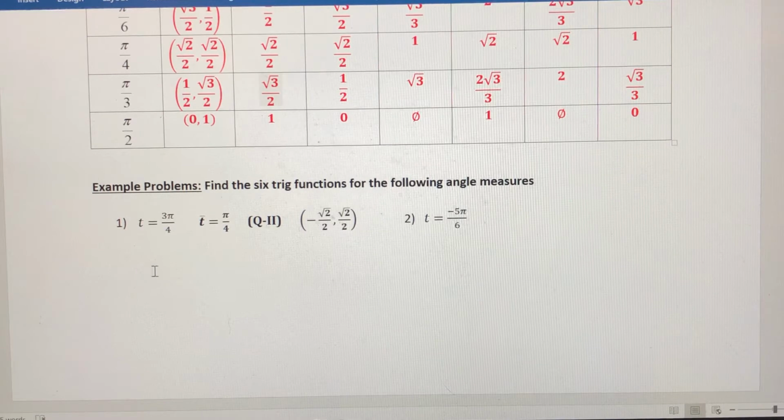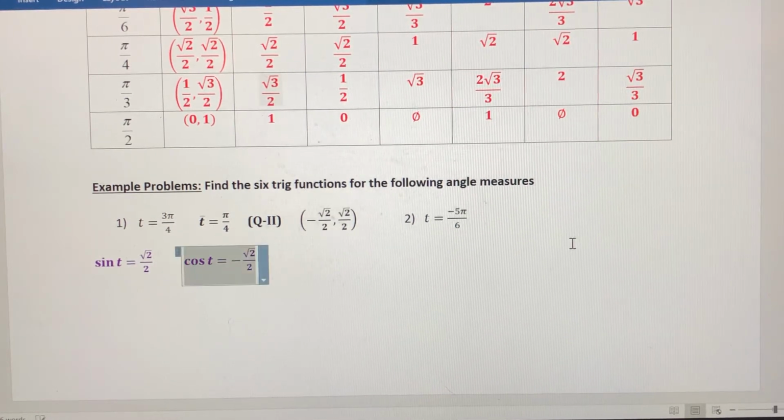So the sine then of 3 pi over 4 is just going to be this y-coordinate, radical 2 over 2. The cosine of 3 pi over 4 is just going to be this x-coordinate, negative radical 2 over 2. And the tangent is going to be the ratio y divided by x. We've got a positive divided by a negative. They have the same value other than that. So tangent's going to be negative 1, okay?